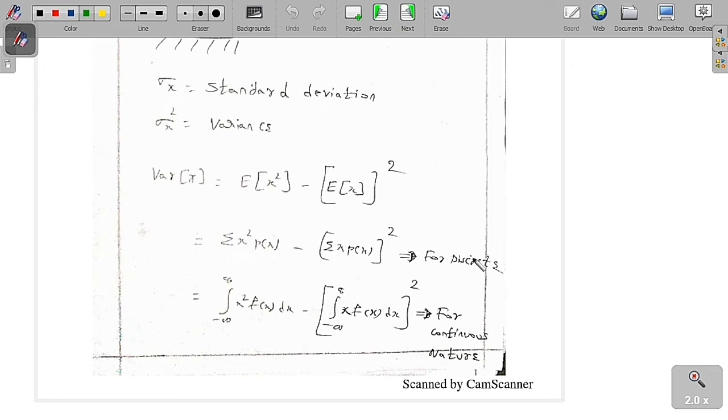So you can see clearly each and everything which I already told you. Therefore, the variance of x is equal to the expectation of x squared minus the expectation of x whole squared. For discrete nature, we get sigma x squared into p of x minus sigma x into p of x whole squared, and for continuous nature, the integration of x squared into f of x dx minus the integration of x into f of x dx whole squared. These are the important formulas on which questions are definitely asked.